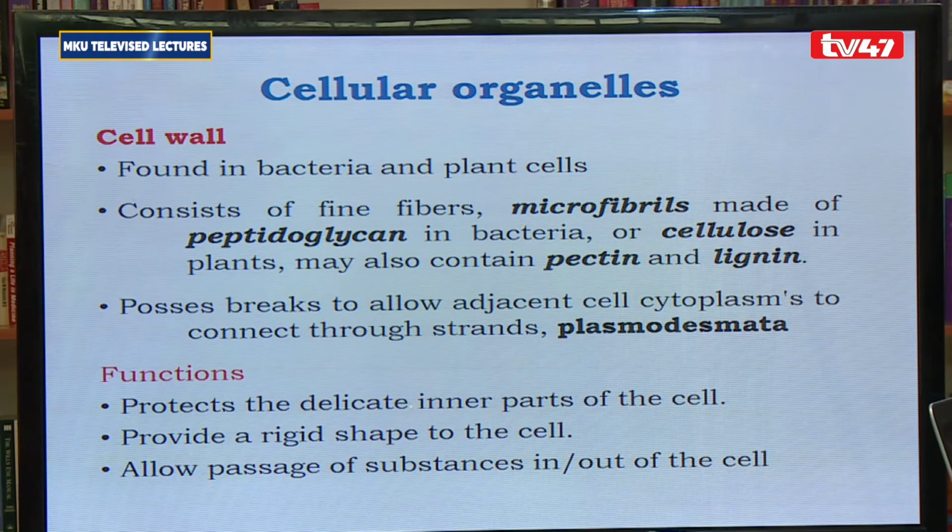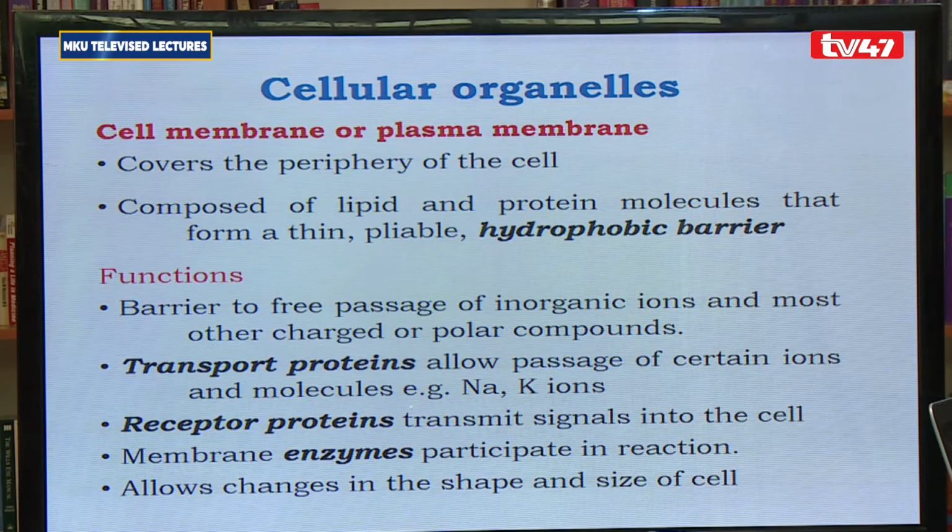Then it also, like I had said, allows passage of substances in and out of the cell. This is very important because the cell needs to be nourished. The cell needs to remove waste substances. Therefore, that wall should be able to allow substances to move in and out of that particular cell.